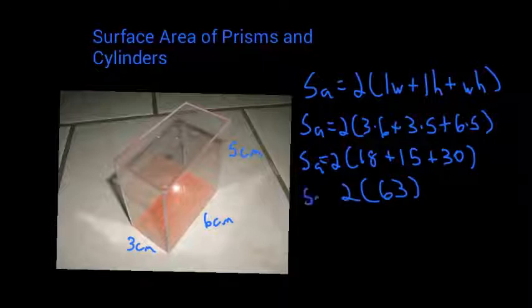So my surface area is going to equal 2 times 63. So my surface area is going to equal 126. And because it's an area, it's always going to be squared. So it's 126 centimeters squared.